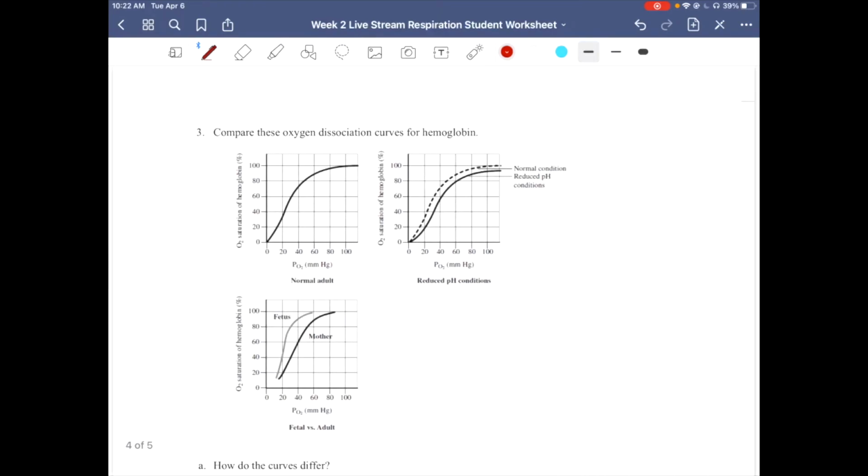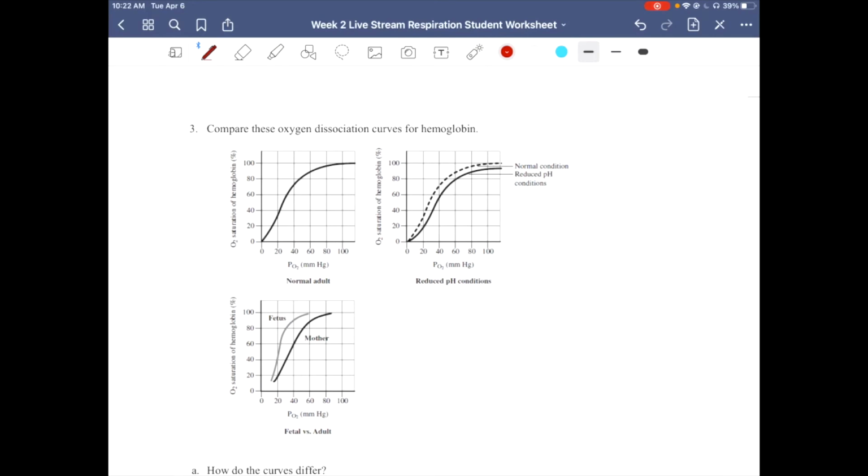And we can represent this Bohr shift in a graph. So here is going to be our regular curve for how oxygen dissociates in our blood. And then here we're seeing reduced pH conditions. So the reduced pH condition is right here. And what this is essentially showing is that at normal condition, at a partial pressure of oxygen of 40, the hemoglobin saturation is right here. So let's call this 70.